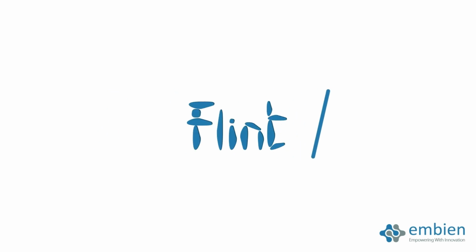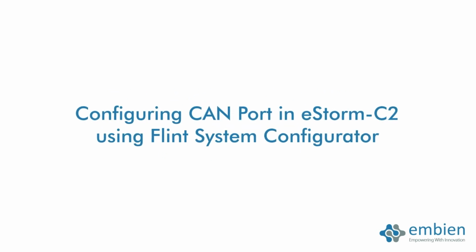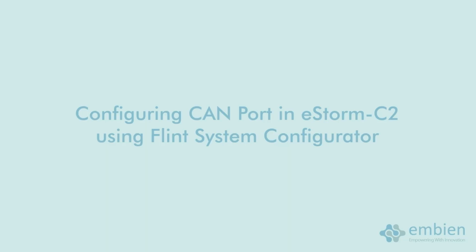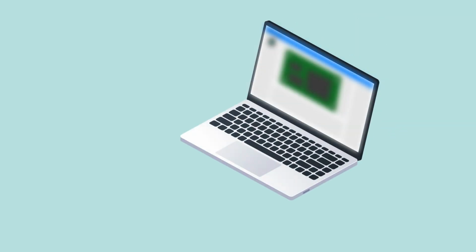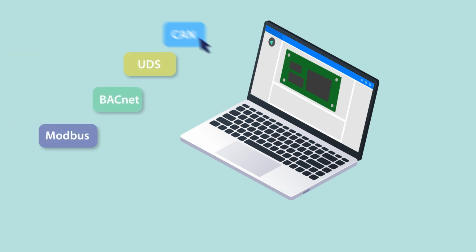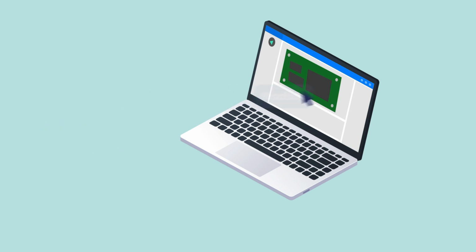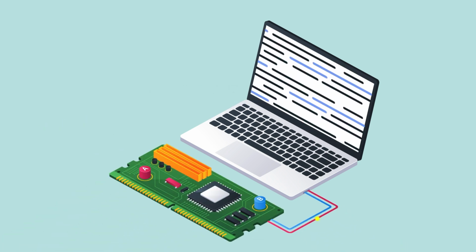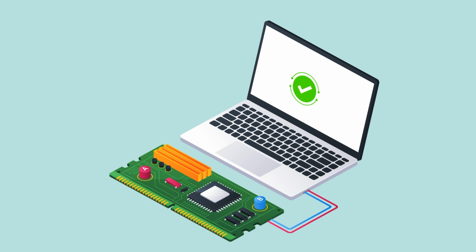Welcome to our tutorial on configuring the CAN port in eStorm-C2 to receive and transport CAN signals by consuming a CAN database using Flint System Configurator. Flint System Configurator is a handy tool that enables low-code development of embedded firmware. Together with RAPDISEA, it is possible to develop software-defined embedded systems without writing complex code at all.